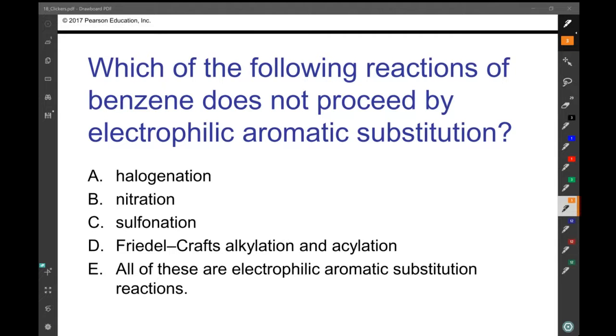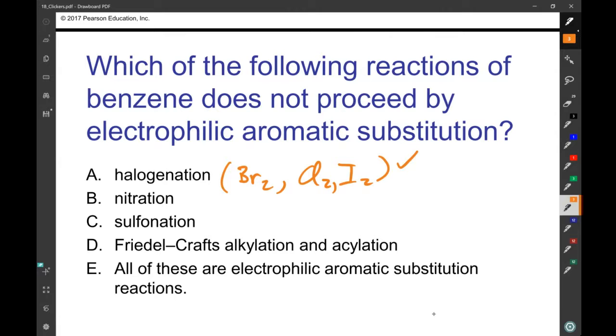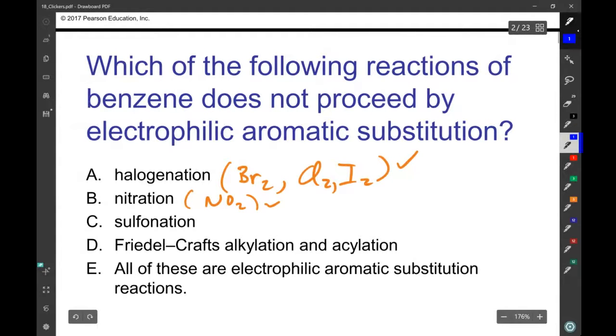So those are the responses. A good number of you had it correct. The answer will be E, and let's see why. Halogenation has to do with the addition of bromine, chlorine, and iodine, and we've talked about it. That's an electrophilic aromatic substitution. Nitration has to do with the addition of the NO2 group, and that's also an aromatic substitution. By the way, for halogenation, you will need a Lewis acid, FeX3, where X could be chlorine or bromine.